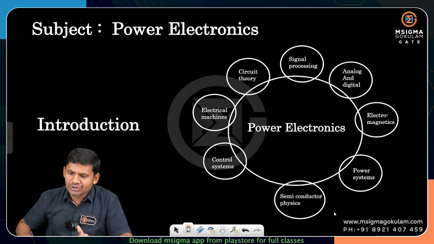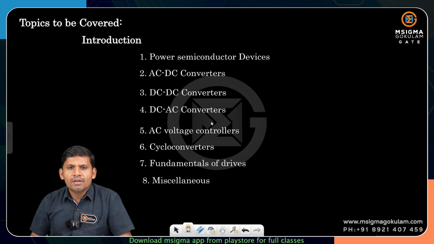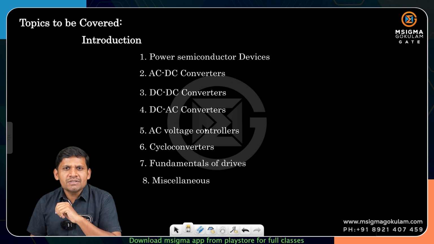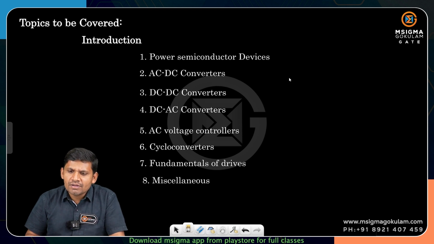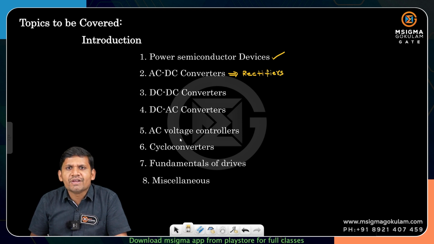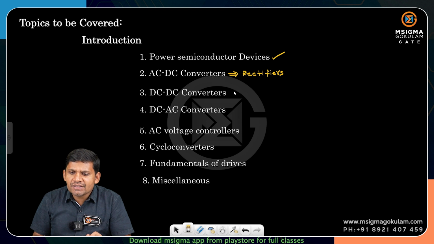First we will see some introduction. According to the given GATE and ESC syllabus, I divided the total power electronics syllabus into 8 chapters. One is power semiconductor devices, then AC to DC converters. In this, rectifiers will be covered in detail, that is both single phase rectifiers and 3-phase rectifiers. The next one is DC to DC converters, that is the choppers.